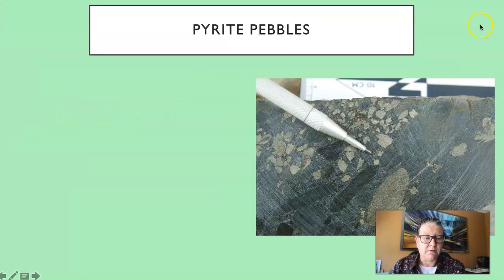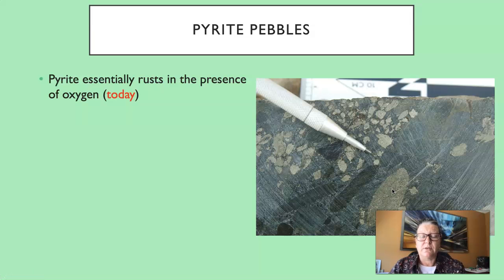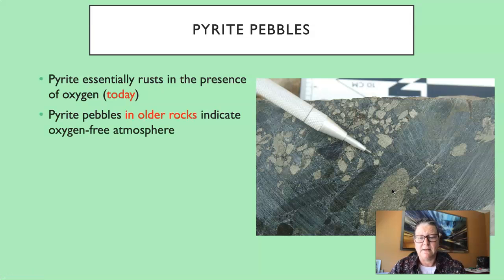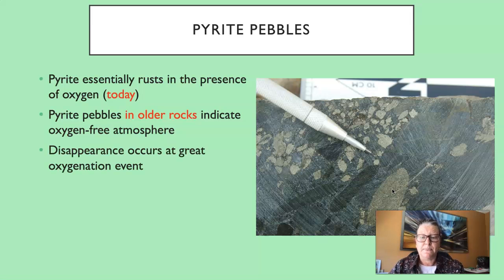Here's an example of a rock that's been sliced with a diamond saw. You can see these little bits of gold-looking things. They're actually pyrite pebbles. So like I said, these would rust today, but in older rocks, they were preserved because there was no oxygen in the atmosphere yet to rust them. And so the disappearance of these, again, indicates oxygen accumulating in the atmosphere.